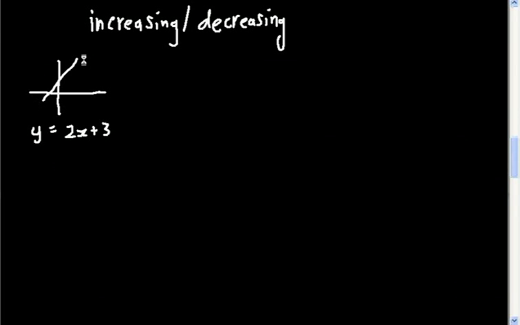Okay, so a graph like this, let's call that y is equal to 2x plus 3. That's definitely an increasing function, because as you go along the values of x, the y values keep on increasing. Okay, so at x is equal to 1, you'd expect it to be 5. At x is equal to 2, you'd expect it to be 7. So the y values progressively increase.